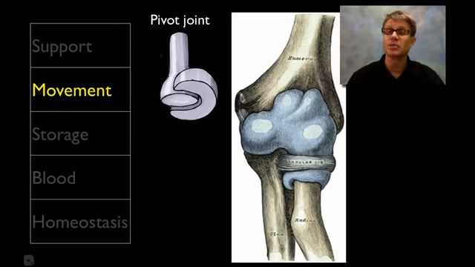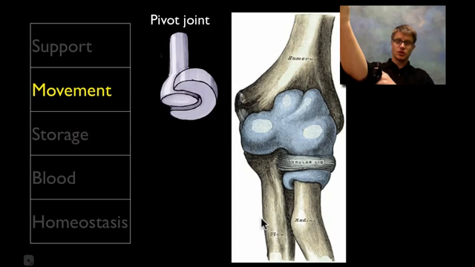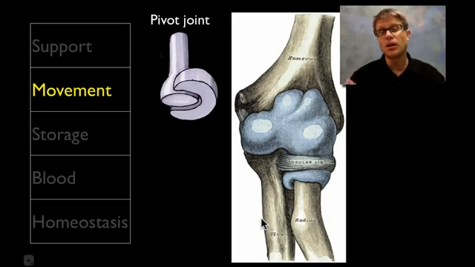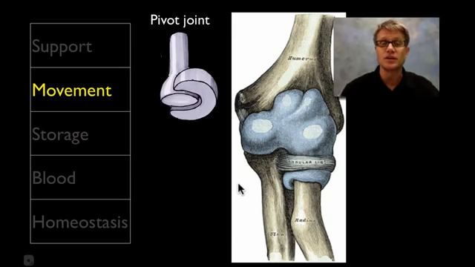And then the last one we have is a pivot joint. A great example of that would be where the humerus meets the radius and the ulna. And so it's going to be right here at my elbow. And basically what I can do is I can move my arm this way and I can move it like that. And so it's just pivoting around that center point. So all these are joints and they allow movement inside the bones.